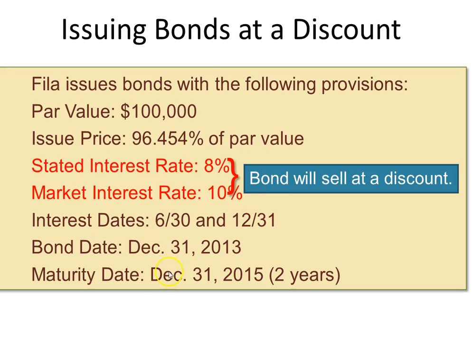And so here the stated interest rate as an example is 8%. But by the time you go to the market, maybe the market moved, and now the market interest rate is 10%. Well, think about this. If the company is offering you 8%, but you can go out and earn 10%, do you really want to buy this 8% bond when you can get 10%? No. So what you're going to do is discount the price to where the interest rate will now equal that 10%.